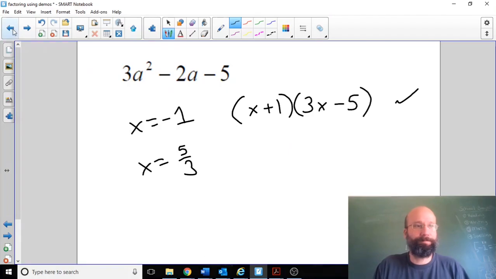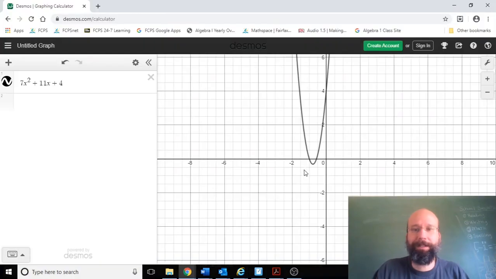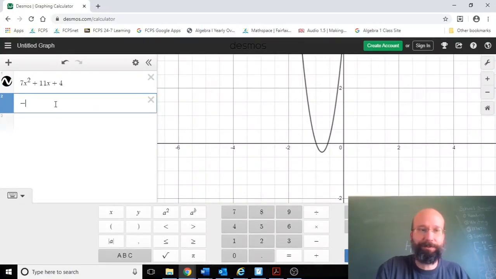Great, let's move on. All right, and here's the last one I'm going to do, because this is really where Desmos kind of doesn't work. So 7x squared plus 11x plus 4. I'm going to zoom in a little closer so we can see our zeros, because we've been looking at the zeros. So that's -1 and -0.571. Now this is where Desmos is a problem.